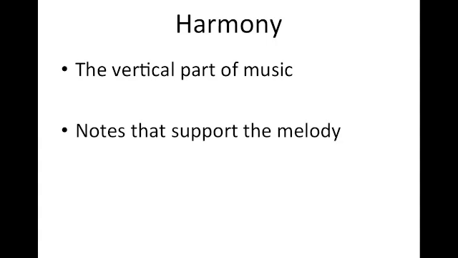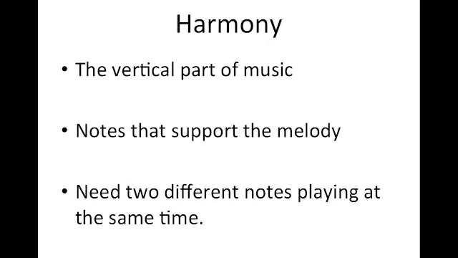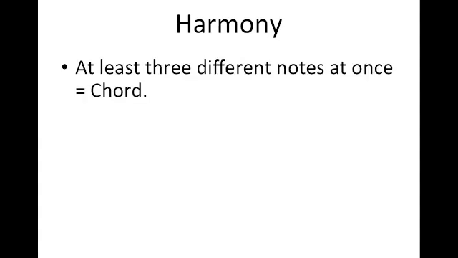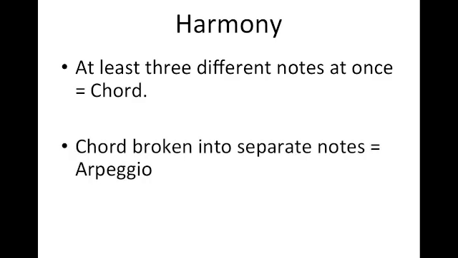Where a melody moves horizontally or forward, harmony is the vertical part of music, representing the notes that support the melody. In order to have harmony, there have to be at least two different notes being played at the same time. If you have at least three different notes playing at once, you have what is known as a chord. A chord that is broken into separate notes is called an arpeggio.